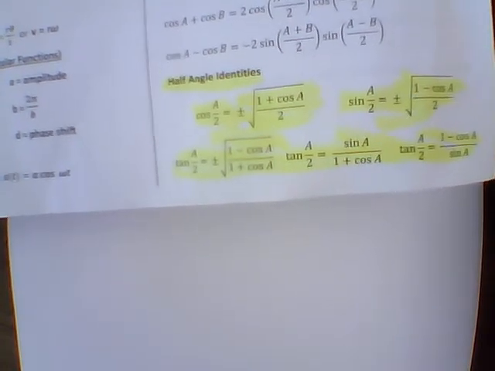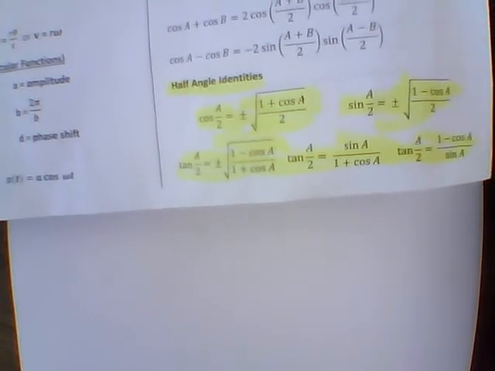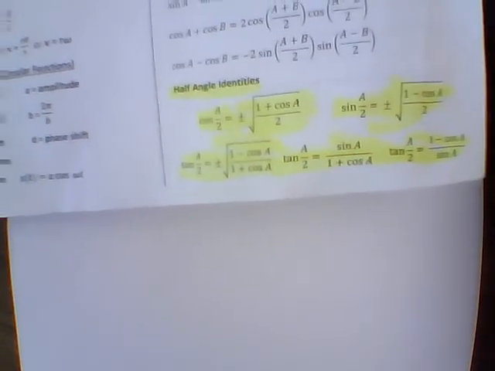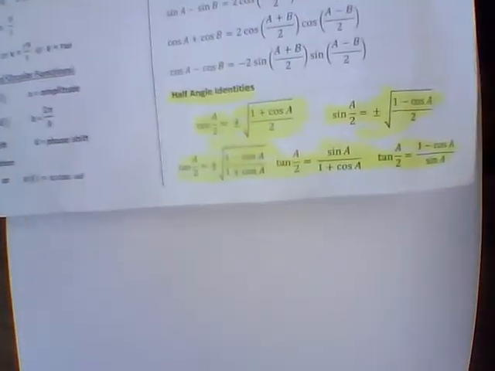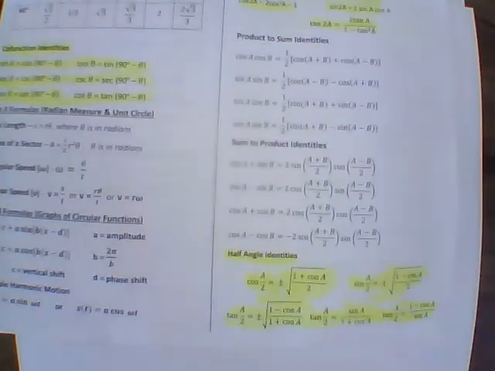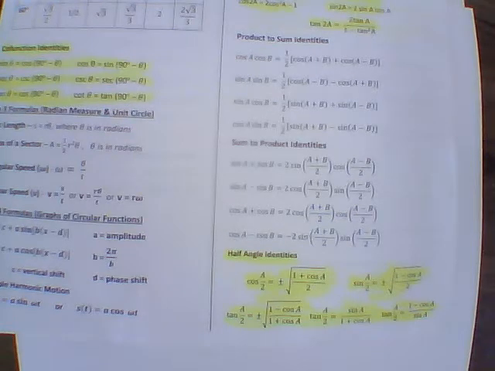Well, we can do cosine of 30 degrees. We know that one. That's root 3 over 2. So we can just substitute it in here. Now, do notice that there is a plus or minus in front here. That is not present in the actual formula.